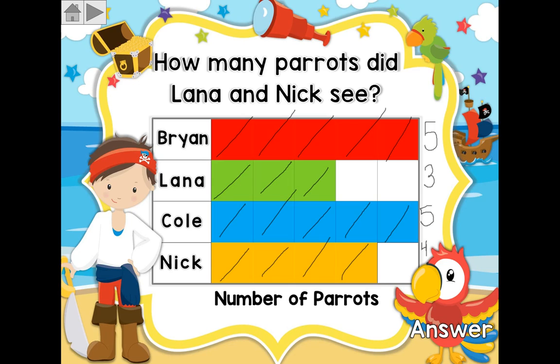The question says, how many parrots did Lana and Nick see? Lana saw 3. Nick saw 4. I need to know what they found together. Should I add or subtract, boys and girls? What do you think?